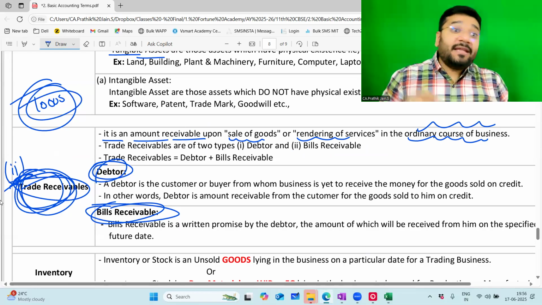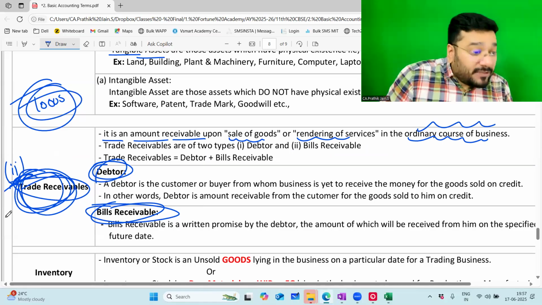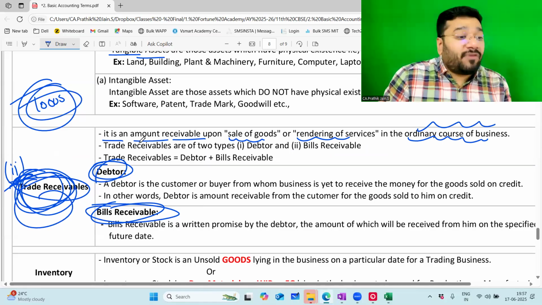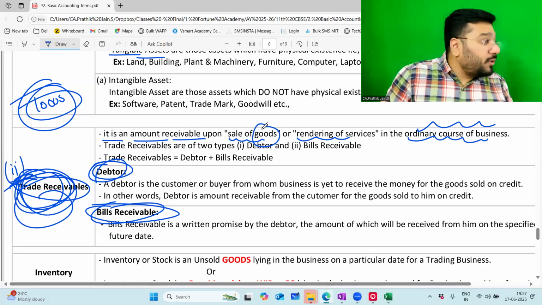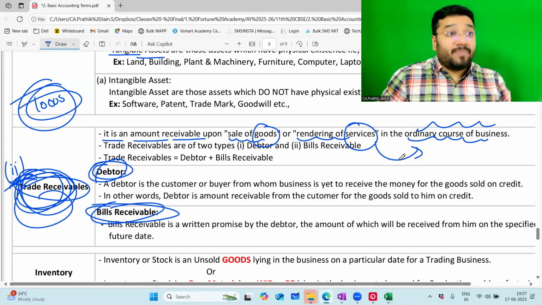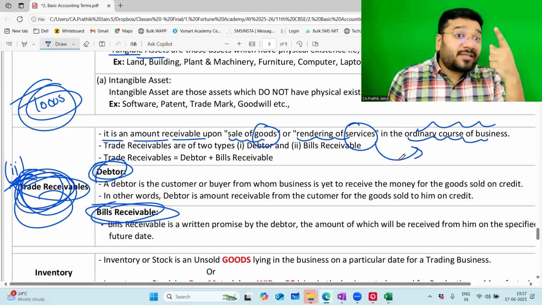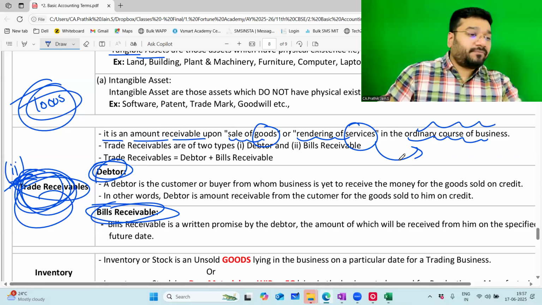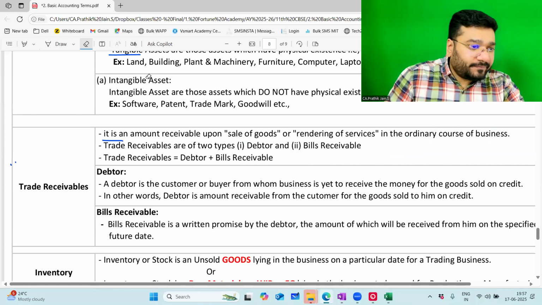Are you able to follow? Anything that I'm yet to receive is not a trade receivable. Trade receivable is very specific. It is the amount that you are yet to receive from your customer, for the goods that I have sold or the services that I have rendered in my ordinary course of business, which is my core business activity. From that person, the money that I'm yet to receive is called trade receivable. Okay, not okay? Online people, okay, not okay?